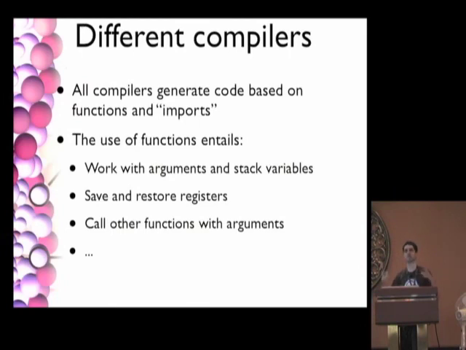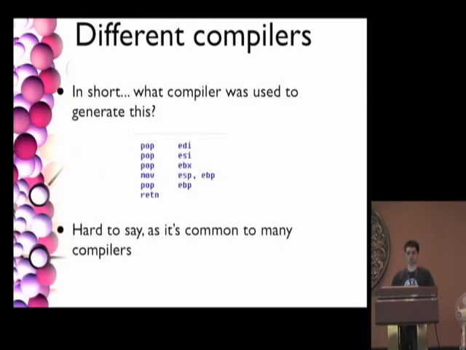So for example, if we have binaries of different compilers, it's a really general description, but compilers generate code based on functions and imports. Imports are just jumps or calls, but the function, if we try to imagine a generic function, I bet that most of us will imagine a function dealing with arguments, with the stack variables, with push pops of registers, and calling other functions. There are some other things that you can imagine, but those are probably the most common.